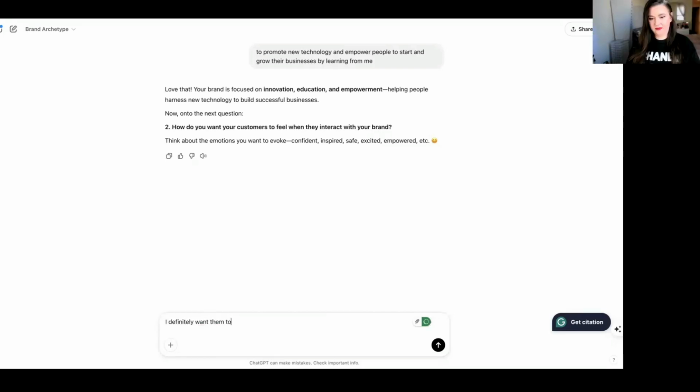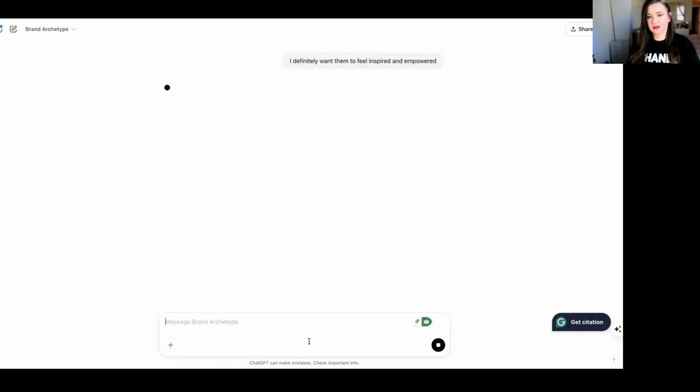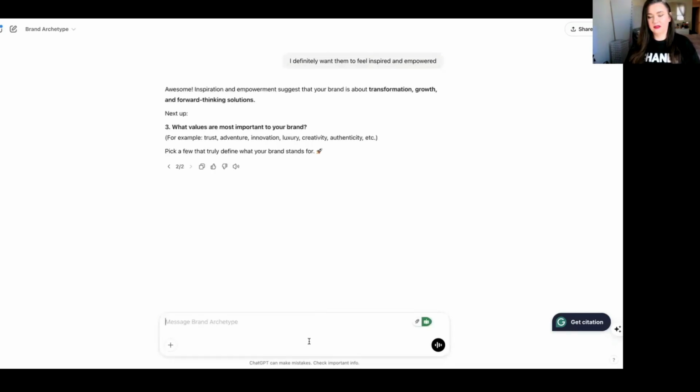Okay. Mm-hmm. Perfect. So you see the keywords, it's already coming back. It's already coming back with transformation, growth, forward-thinking solutions. So you can tell that it's already referring back to the 12 archetypes and looking for those words to get everything to match up.